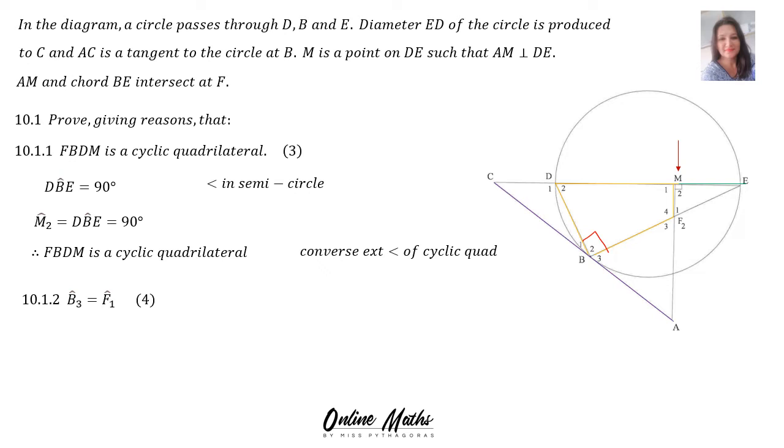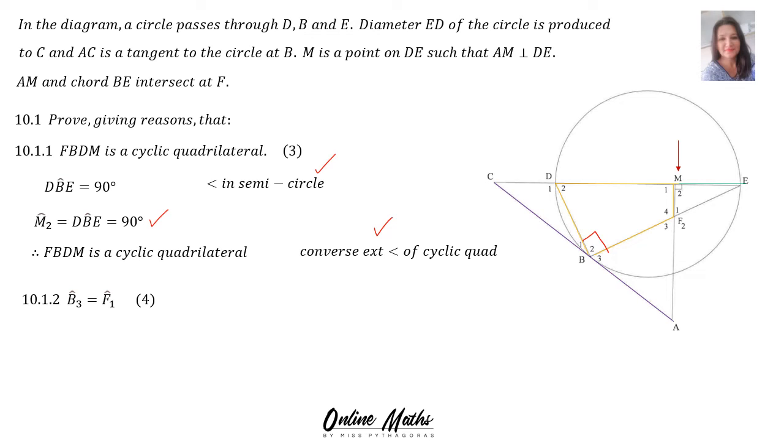So what that theorem actually says is if the exterior angle is equal to the opposite interior angle of a quadrilateral, then it is a cyclic quadrilateral. Where's the marks? The reason, angle in semicircle, that statement, and your reason.